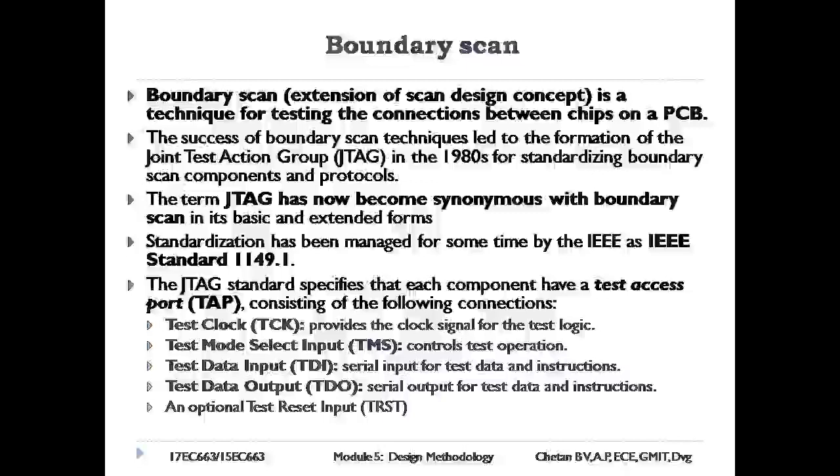Various test vectors can be used to detect different kinds of faults, including broken connections, shorts to power or ground planes, and bridges between connections. The success of boundary scan techniques led to the formation of the Joint Test Action Group, JTAG, in the 1980s for standardizing boundary scan components and protocols. The term JTAG has now become synonymous with boundary scan in its basic and extended forms.